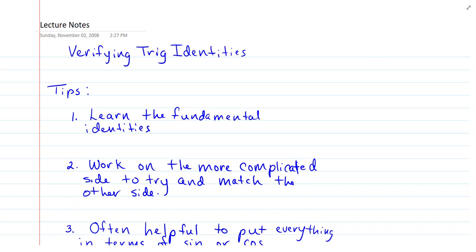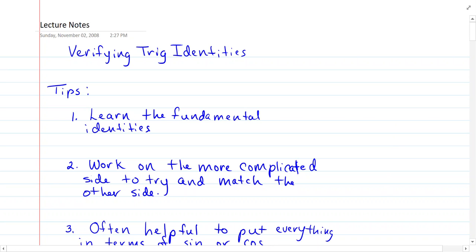Section 5.2 is on verifying trig identities, and this is sometimes a really difficult part of the course. You really have to think and use the identities that you learned, and then you're trying to prove that one side of something is actually equal to the other side.